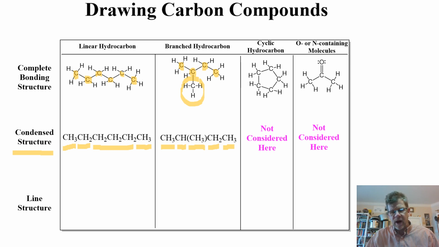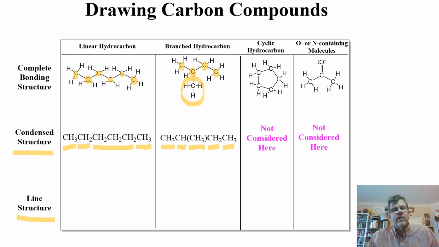By far the most common way of drawing carbon compounds is with respect to line structure. Line structure is the most abbreviated, so we have to keep in mind a number of conventions and assumptions as we move forward. So the first thing that we're going to consider, in line structure, is that there are always carbons implied at the ends and the bends. And what does that mean?